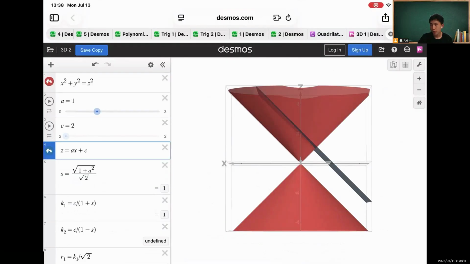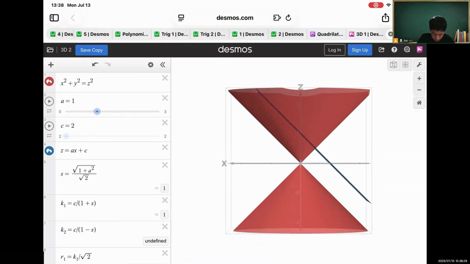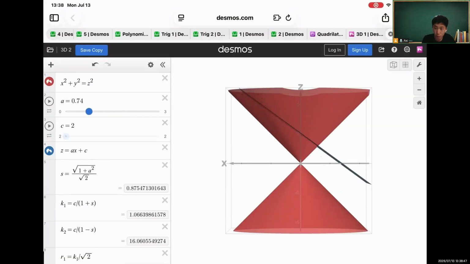Let's see. What you're currently seeing is 2 cones, one facing upwards and one facing downwards. Apart from that, we also have a plane. And this plane has a fixed point, c equals 2. That means no matter what, it's going to pass through the point (0, 0, 2), like this point. As you can see, when I move the plane, there's one point that remains fixed. Also, we have A. In this case, I made A range from 0 to 3.